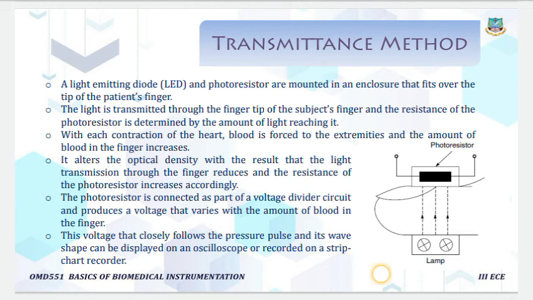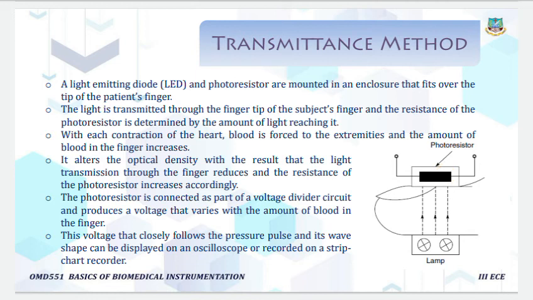This voltage closely follows the pressure pulse, and its wave shape can be displayed on an oscilloscope or recorded on a strip chart recorder. That is where the waveform is recorded. This is the mechanism. Based on the light reaching the photoresistor, there will be some resistance, and it will be recorded using an oscilloscope or a strip chart recorder. So when the blood flow increases, the light reaching the photoresistor will reduce, and the resistance of the photoresistor will increase automatically.